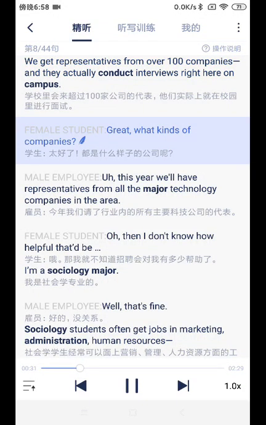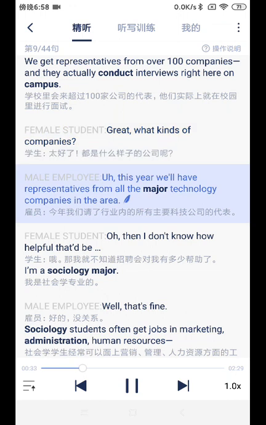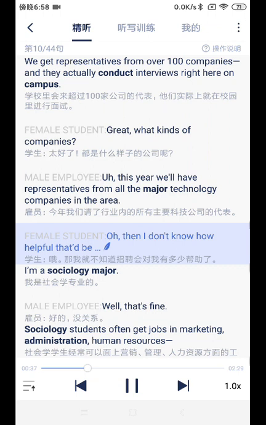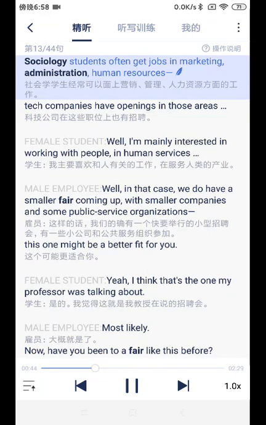Great. What kinds of companies? This year, we'll have representatives from all the major technology companies in the area. Oh, then I don't know how helpful that'll be. I'm a sociology major. Well, that's fine. Sociology students often get jobs in marketing, administration, human resources. Tech companies have openings in those areas. Well, I'm mainly interested in working with people, in human services.